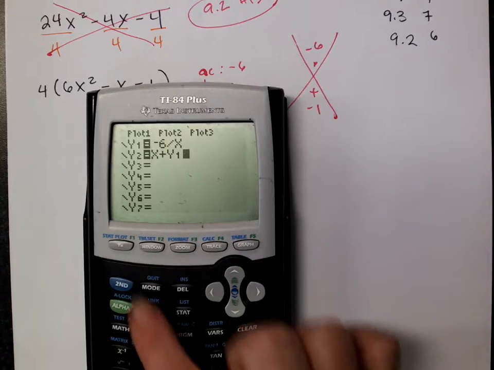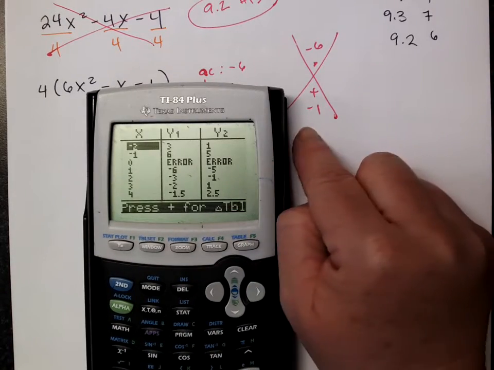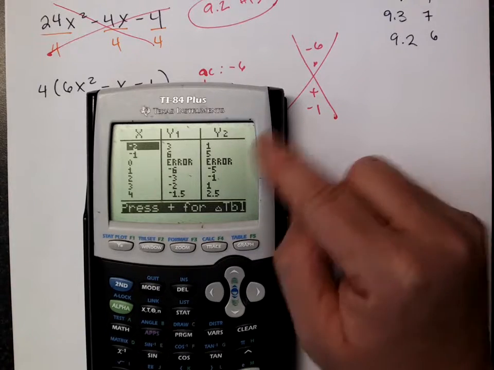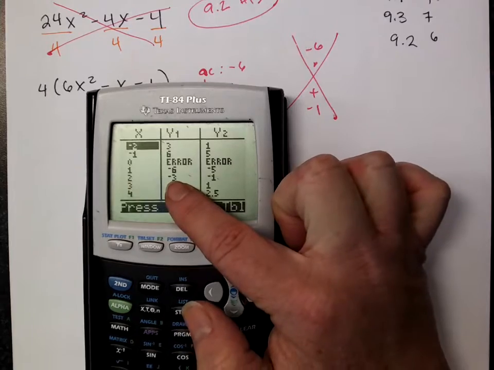Okay. And so now when we go to the chart, all we have to look in is this sum column. We're looking for a sum of negative 1. And there it is. And there's our magic numbers, 2 and negative 3.